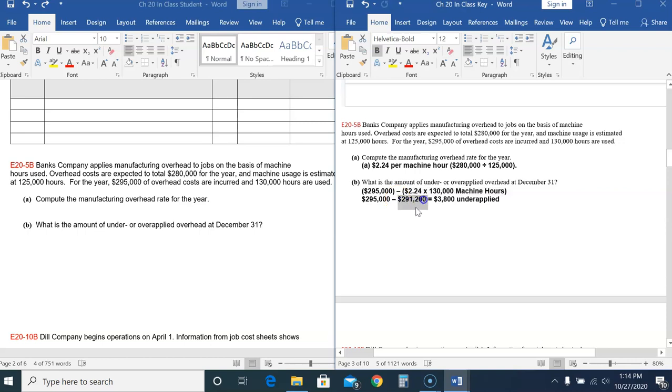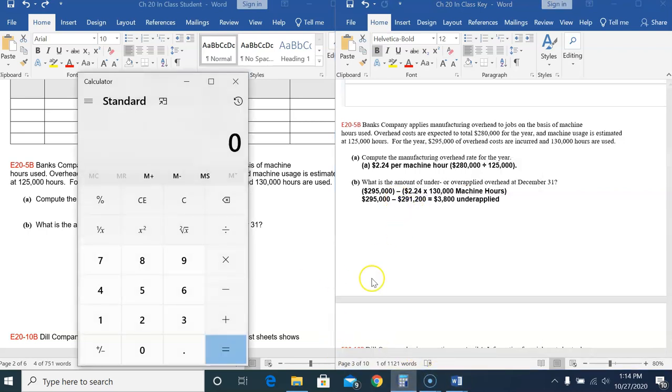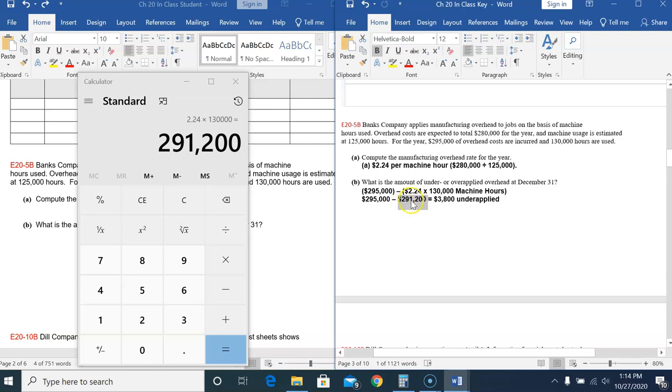We would have allocated a total of 2.24 times 130,000. Let me get the calculator working here. 130,000 hours. We would have allocated or applied $291,200 by debiting work in process and crediting manufacturing overhead.